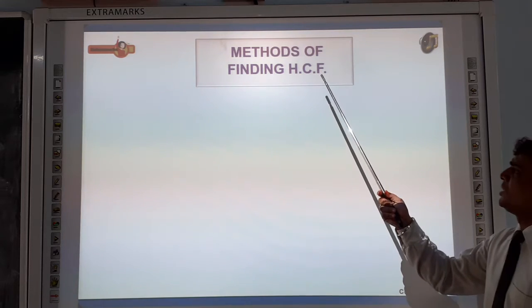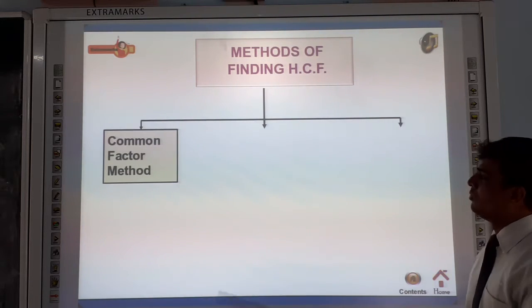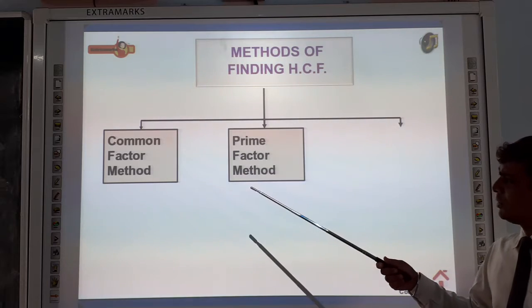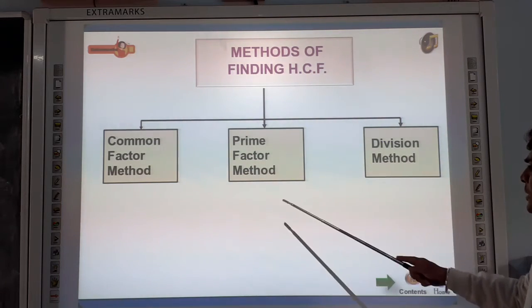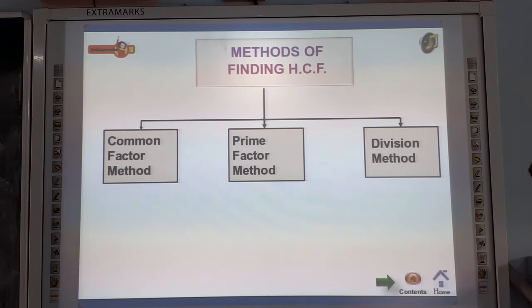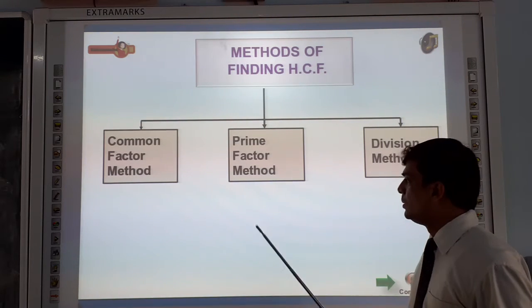Now next, methods of finding HCF. Show the flow chart. Look at this. Common factor method, prime factor method and division method. Okay student.